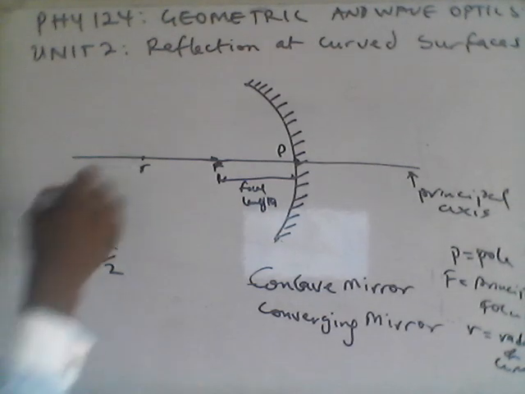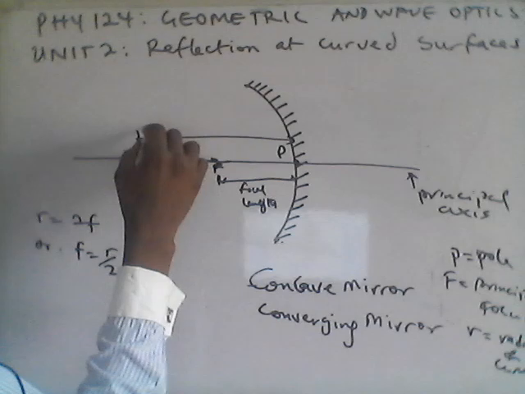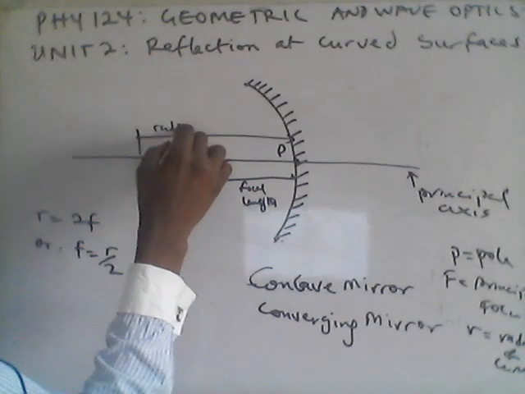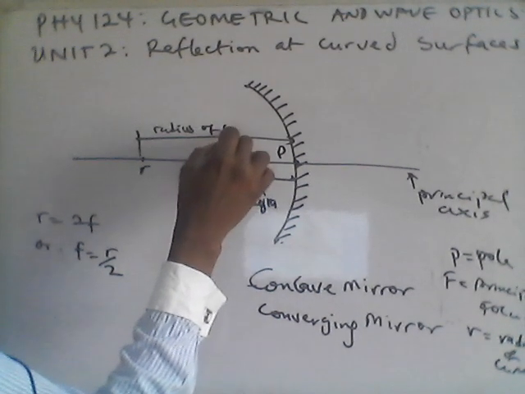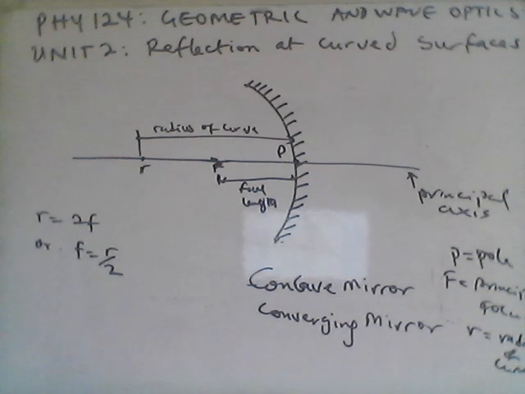And the distance between this and this is called the radius of curvature. Radius of curvature and focal length are all measured in length, in meters or cm. It can be converted to meters if you want to.